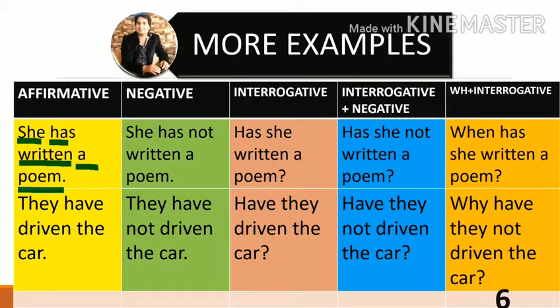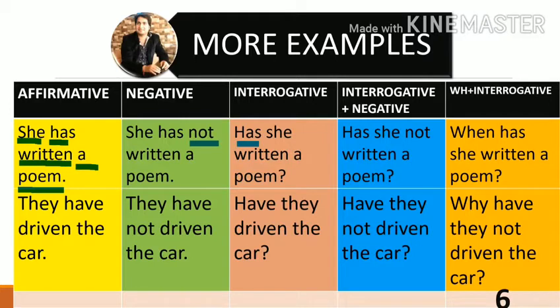When we talk about its negative, it mainly has not. The sentence is the same. So I can say she has written a poem, she has not written a poem. Then I want to make it interrogative. So how can we make it interrogative? We can just bring has outside, before the rest of the sentence. So we can write it like this: Has she written a poem?